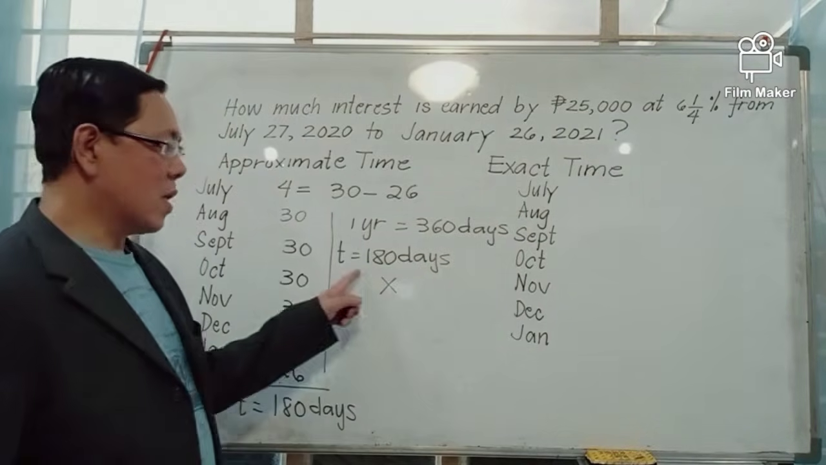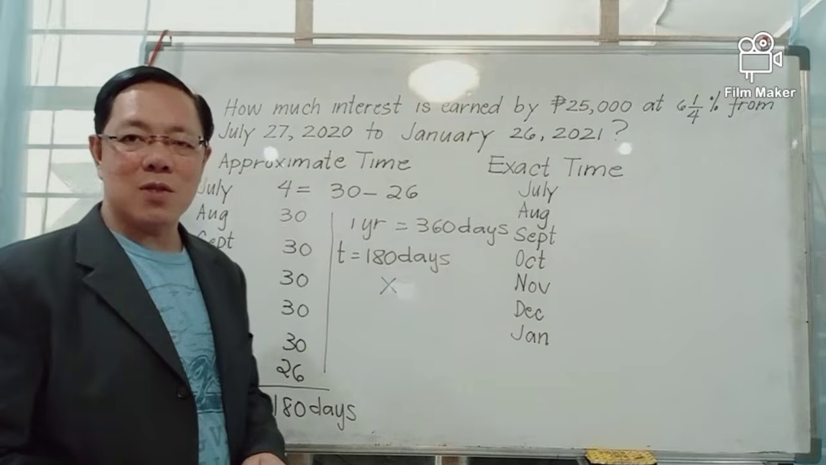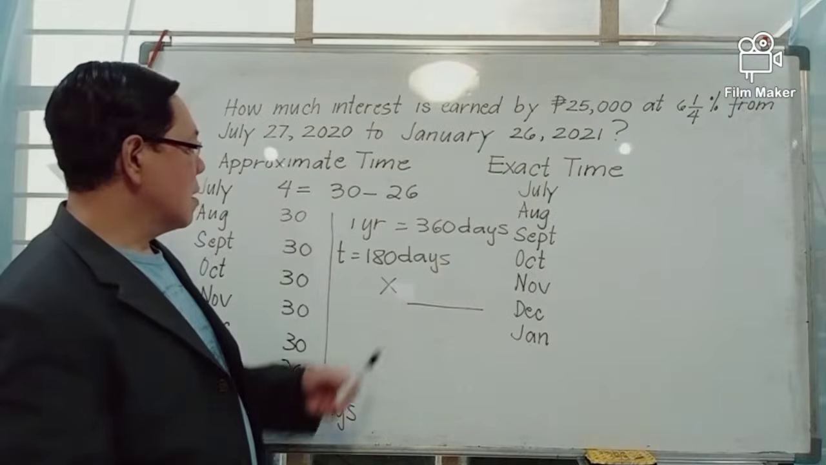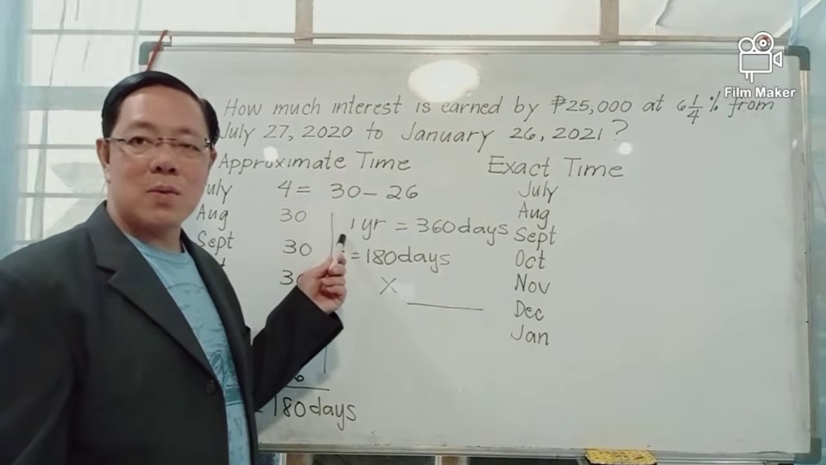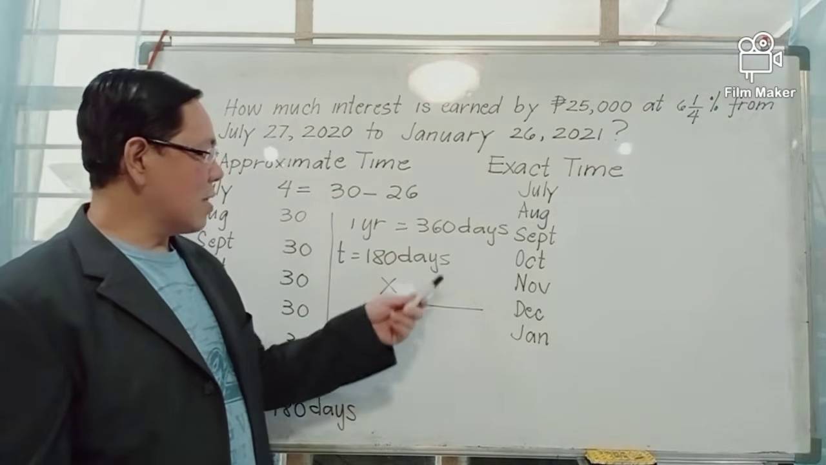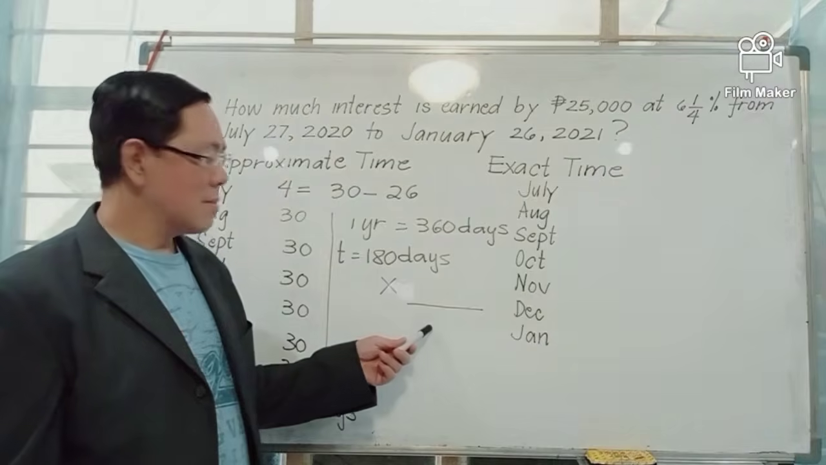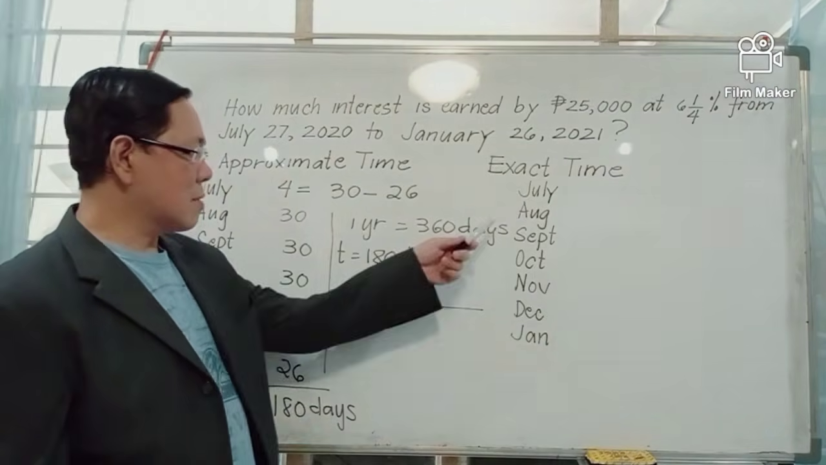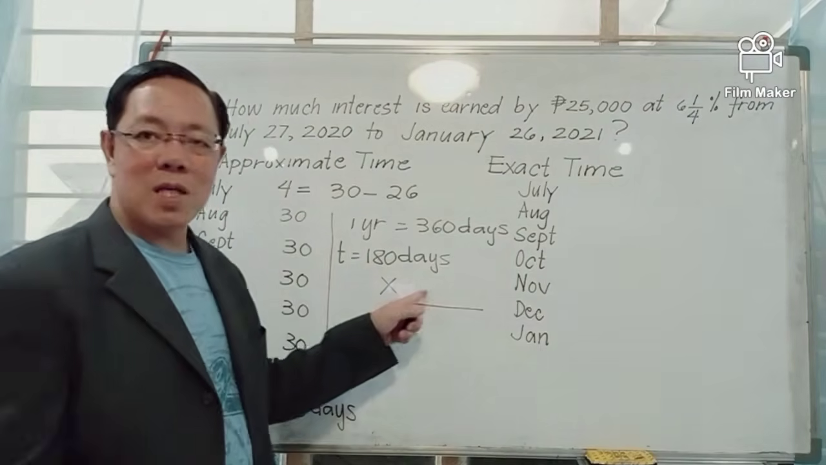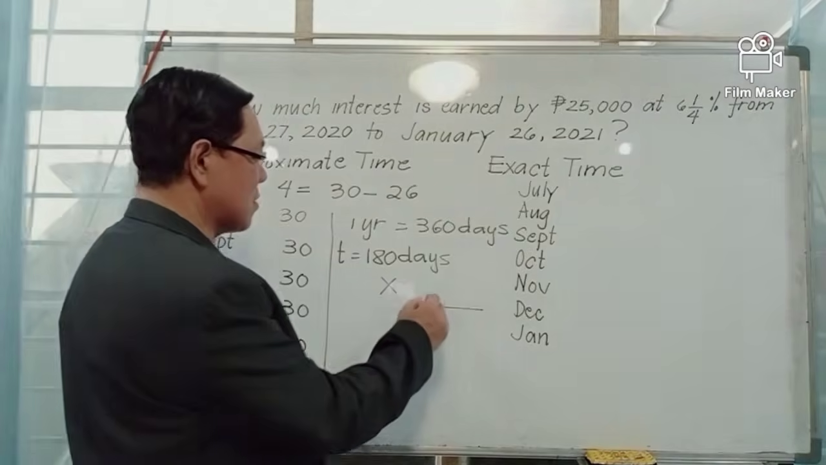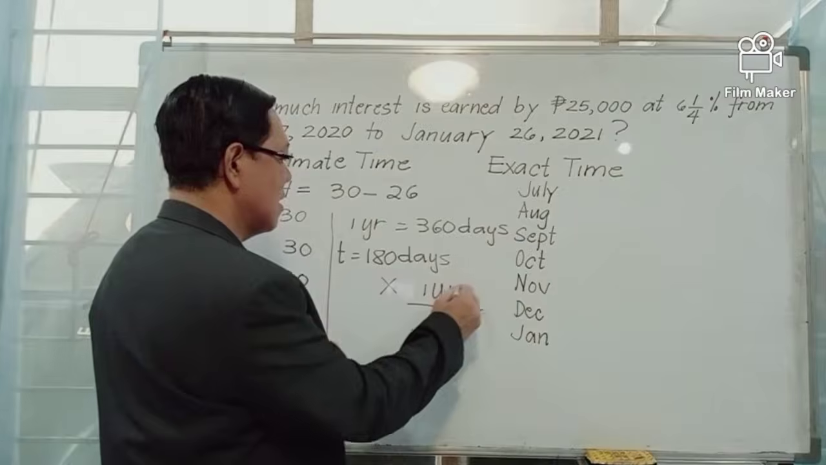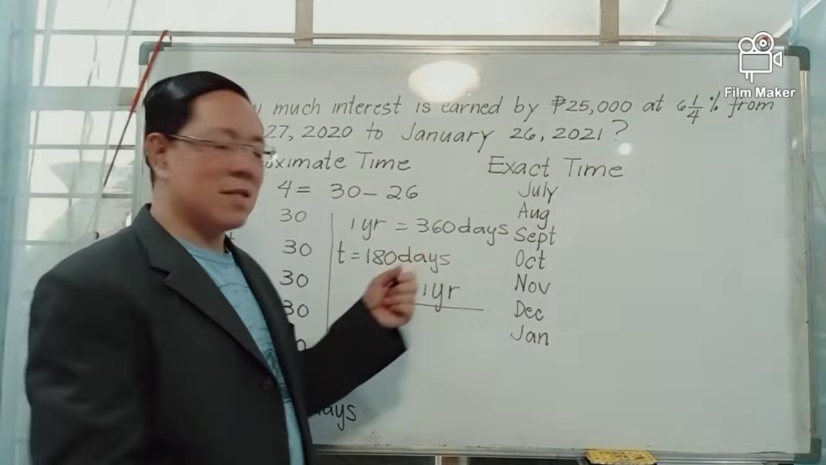we multiply 180 days by a conversion factor. A conversion factor is a fraction obtained from these equivalent units: 1 year equals 360 days. And we write 360 days in the denominator so that days will cancel out. And we write 1 year in the numerator. Thus, the conversion factor is a fraction with numerator 1 year and denominator 360 days.